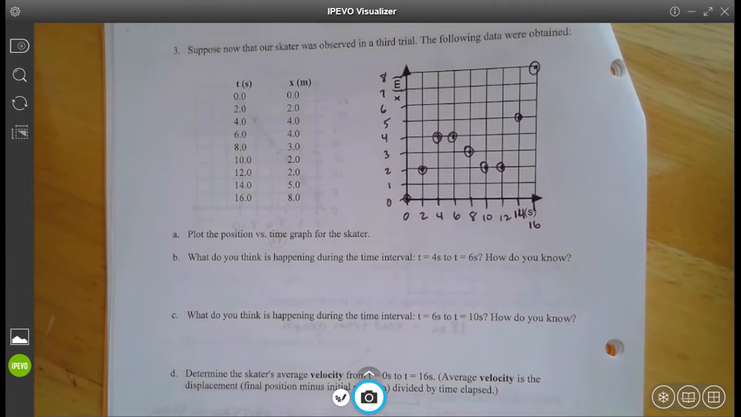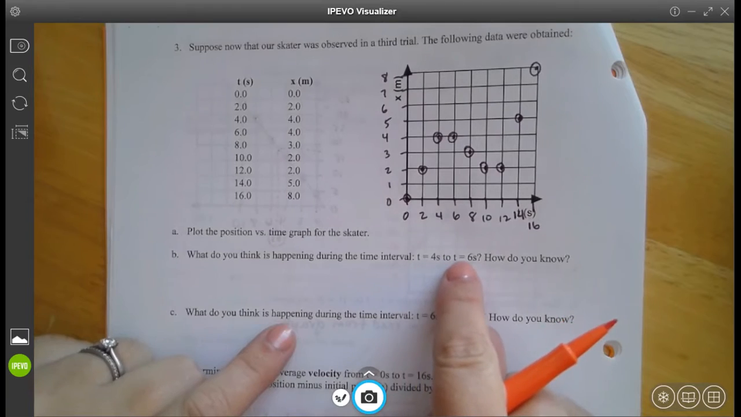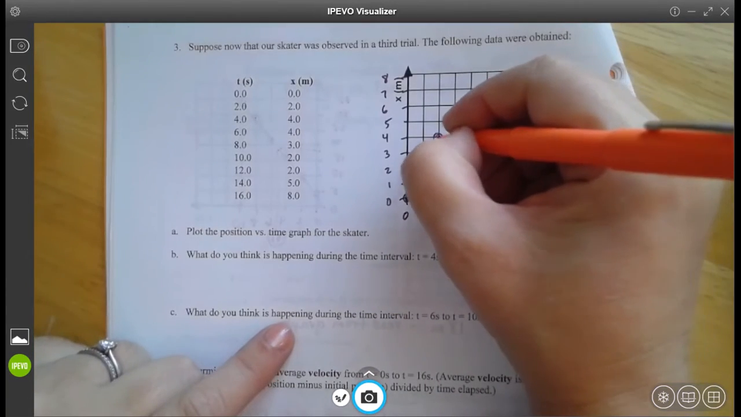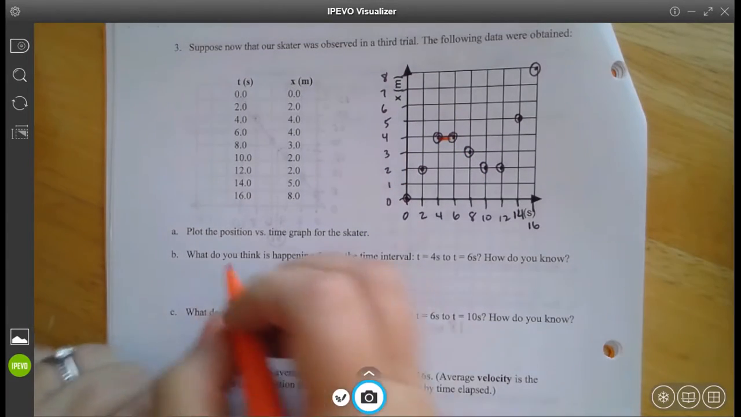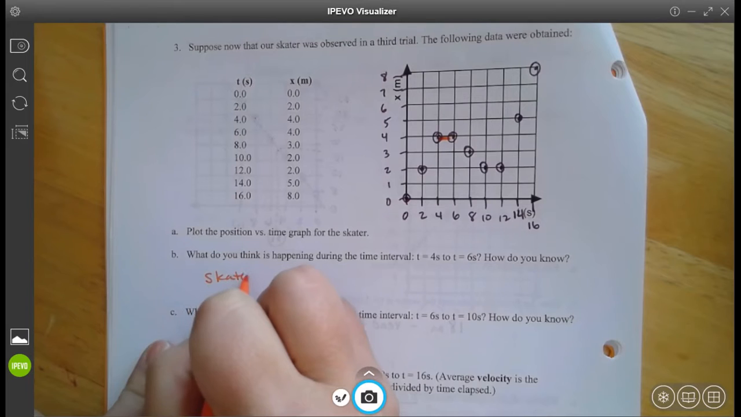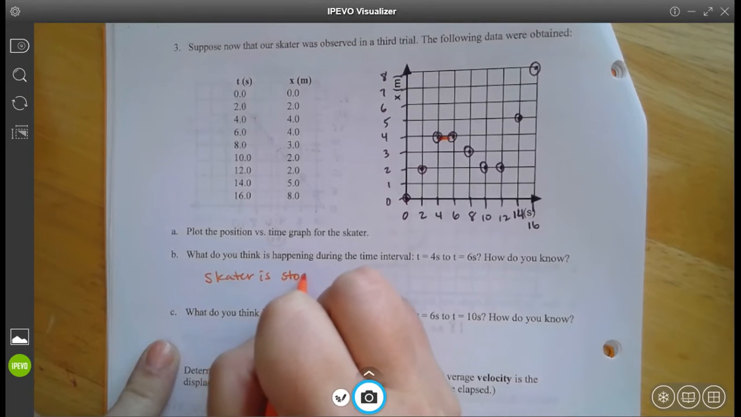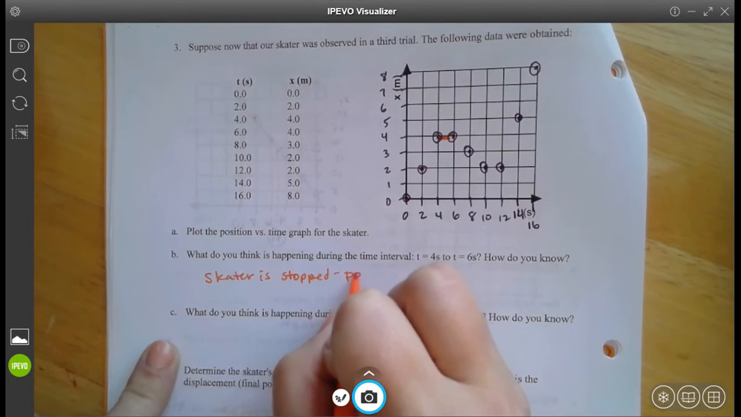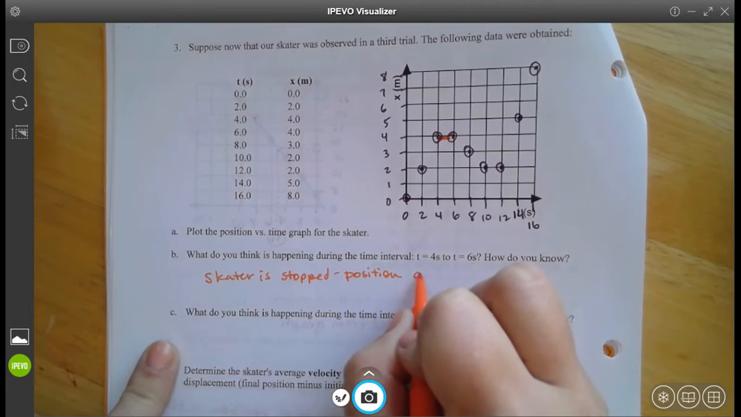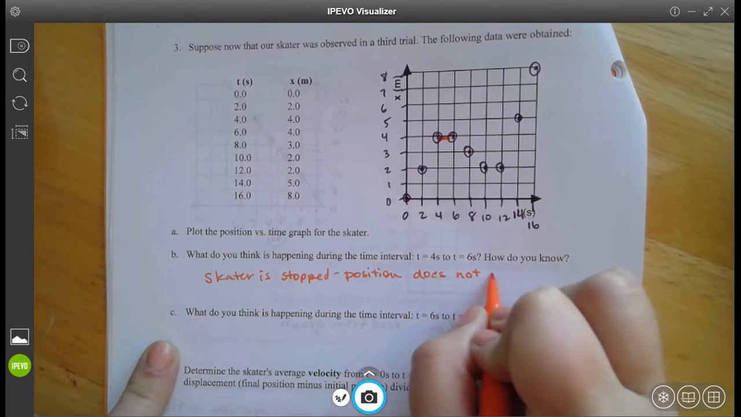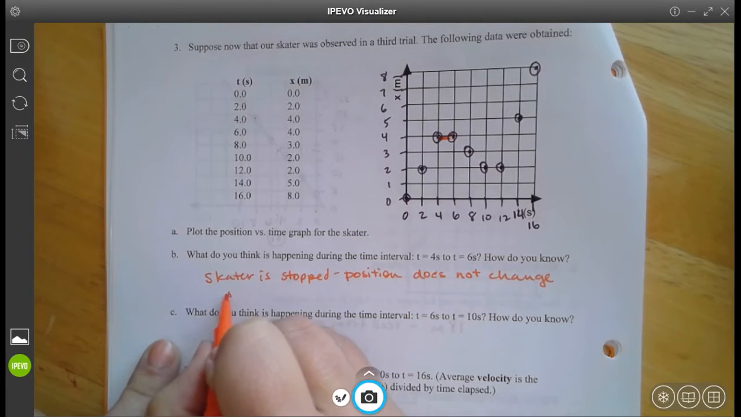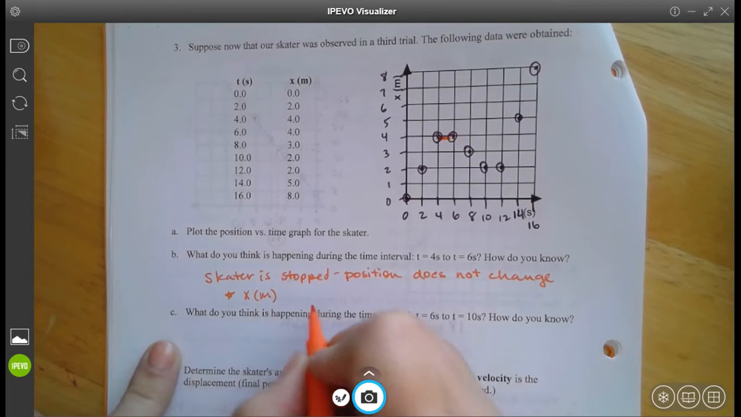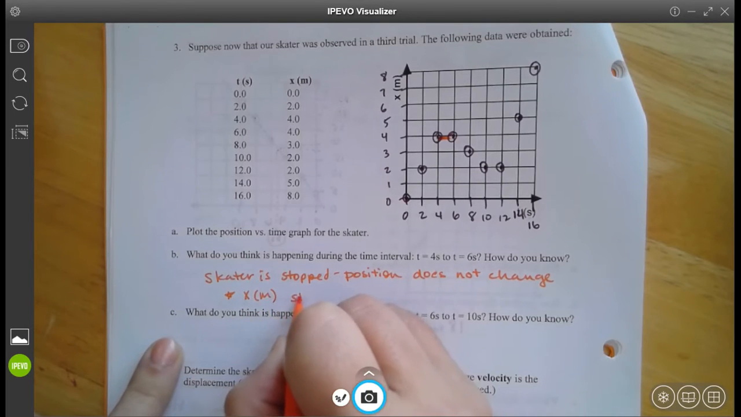Our first step is to plot the position versus time graph. What do we think is happening from 4 to 6 right here? Well, his position doesn't change, so our skater is stopped. We know that because the value for position stays the same.